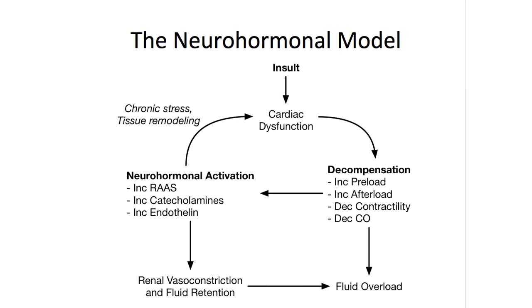Or, on the other hand, you may have neurohormonal activation, with increased renin-angiotensin-aldosterone system activity, increased catecholamines, as well as increased endothelin. This can produce chronic stress resulting in tissue remodeling, where you see pressure overload hypertrophy, or may produce renal vasoconstriction and fluid retention, contributing to volume overload hypertrophy.